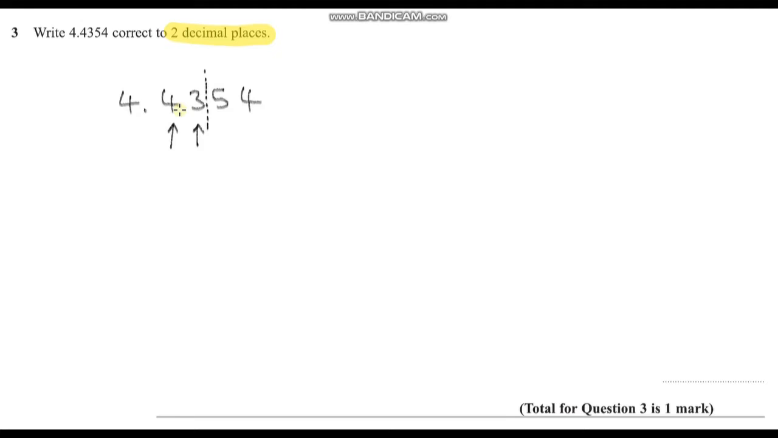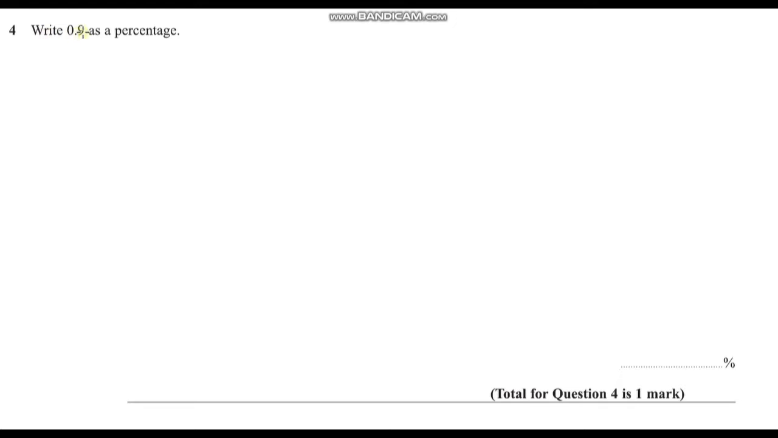So to decide whether we round this up or down, we look at the digit after our second decimal place. So because this is a 5, we have to round up. Okay, if this is less than a 5, we round down. If it's 5 or greater, we round up. So we're going to round this up, so it's going to be 4.44. Our answer is 4.44. Question 4. Write 0.9 as a percentage.